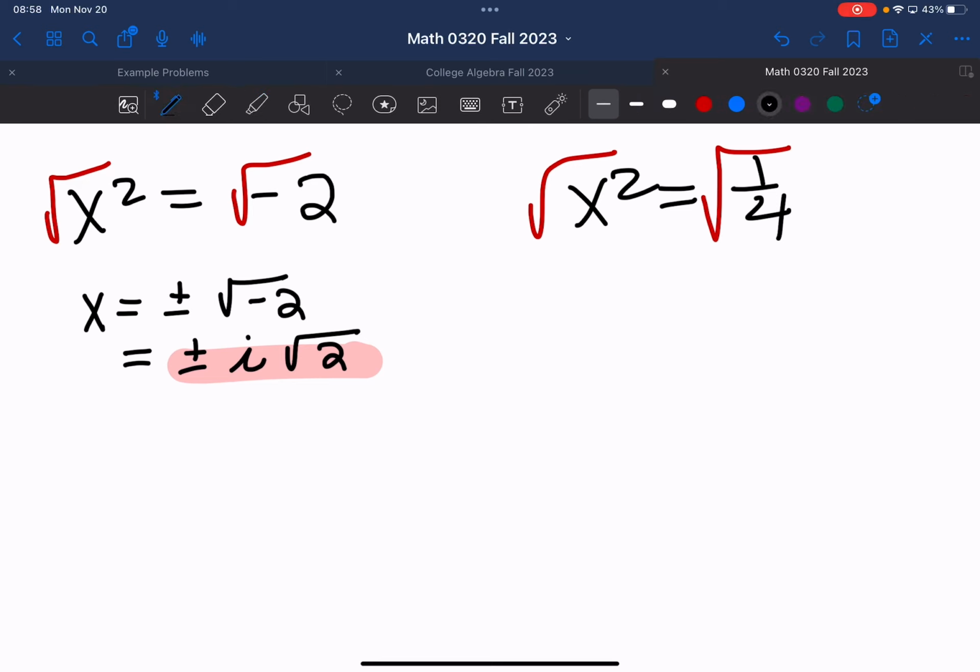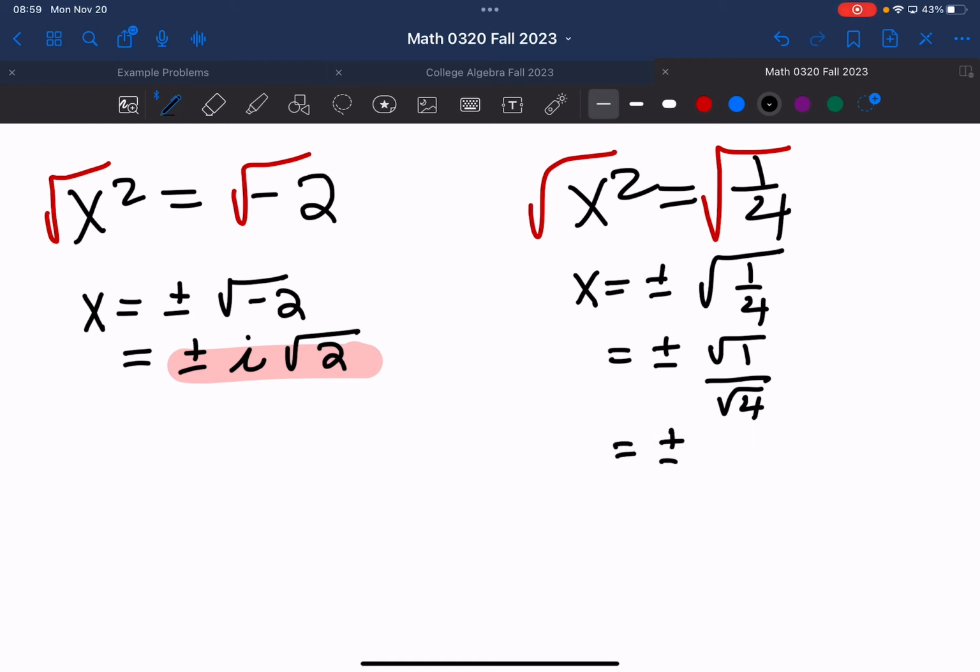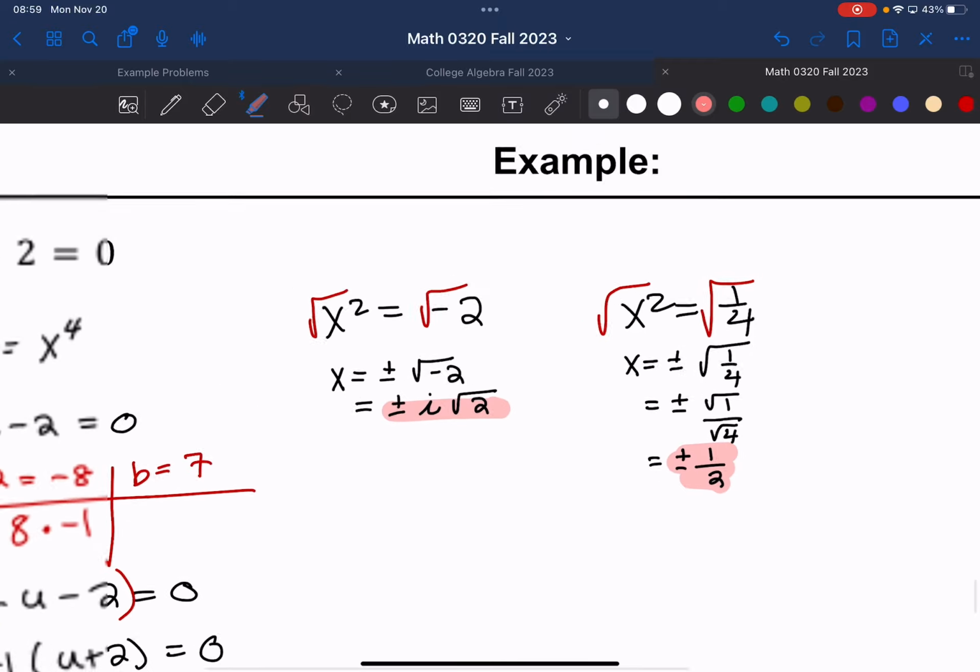For the other side, when we take the square root, we're left with x is equal to plus or minus the square root of 1/4. What do the properties of radicals tell us we can do? Good. Take the square root of each. This is equal to plus or minus the square root of 1 over the square root of 4. And this can reduce to plus or minus, what's the square root of 1? 1. And what's the square root of 4? 2. So this is plus or minus 1/2. So we have 4 answers here.